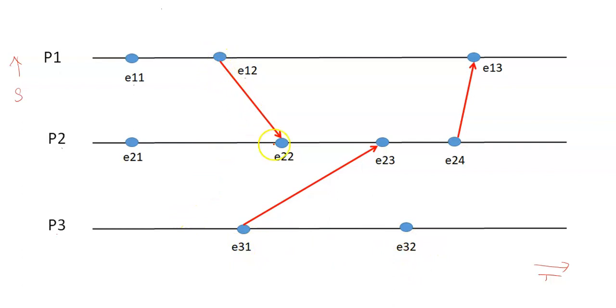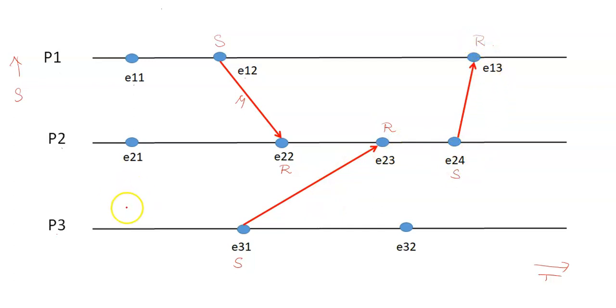And you look at, there is a message communication indicated in red line, where event E12 of process P1 sends a message M to event E22 of process P2. Similarly, E31 sends a message to E23 and E24 sends a message to E13. So when E12 sends a message, E12 becomes the sender, E22 becomes the receiver. Similarly, E31 is sender, E23 is receiver. E24 is sender, E13 is receiver.